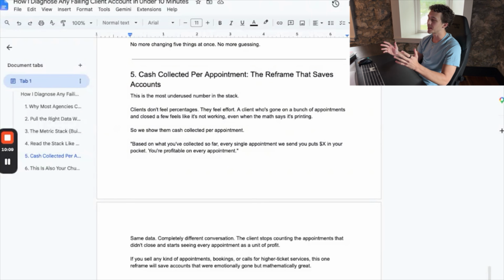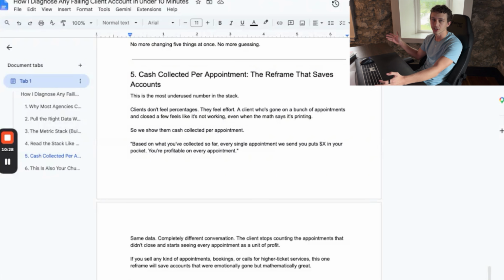And this reframe can actually save a ton of accounts, and it has. Clients are not going to be really feeling the percentages or the close rates. All they feel is the effort, okay? Because they're not sitting at their desk taking sales calls all day. They're actually having to get in their trucks, in their vehicles, and drive to every single appointment, right? Fuel will start adding up, and just the time it takes to go out to all these appointments, they will feel the effort. They're not feeling the actual percentages or the conversions, right?